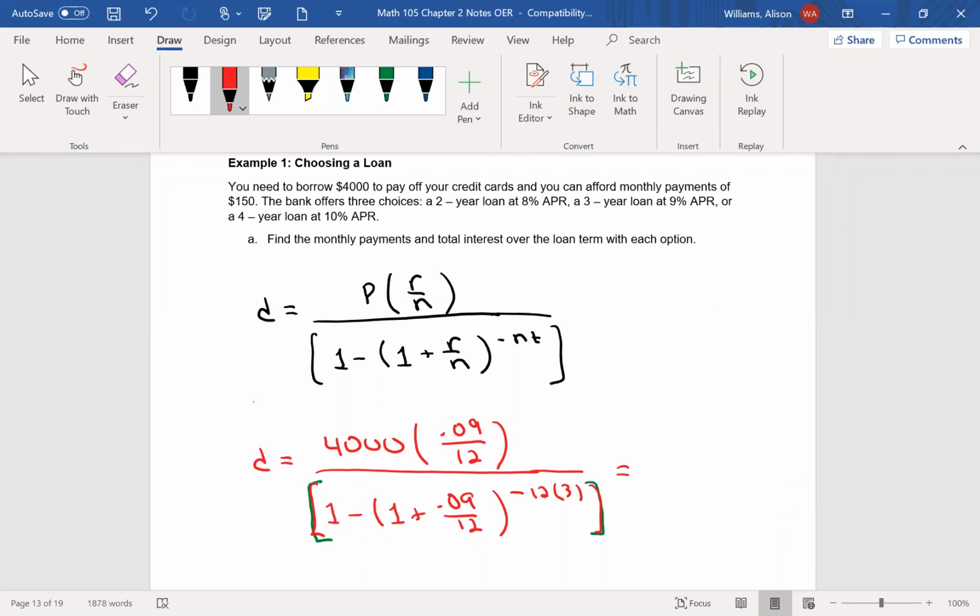All right. So let's go ahead and start with the division. 0.09 divided by 12 times 4,000. Oh, that gives us a nice number. That's always nice to work with. Okay. And then here in the denominator, I'm going to have 1 minus. Okay, so 1 plus 0.09 divided by 12 is 1.0075. And that's raised to the negative 36.